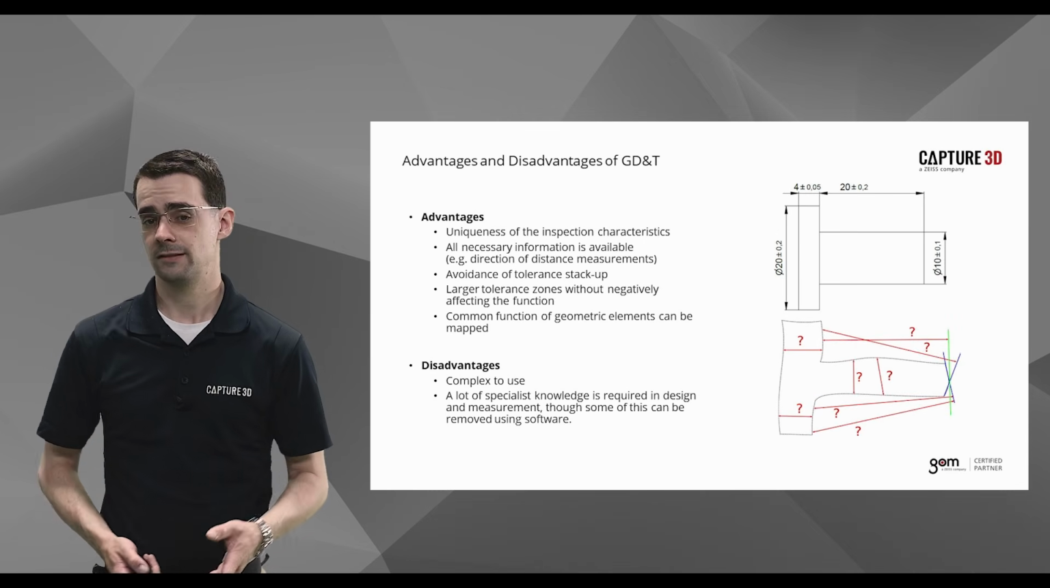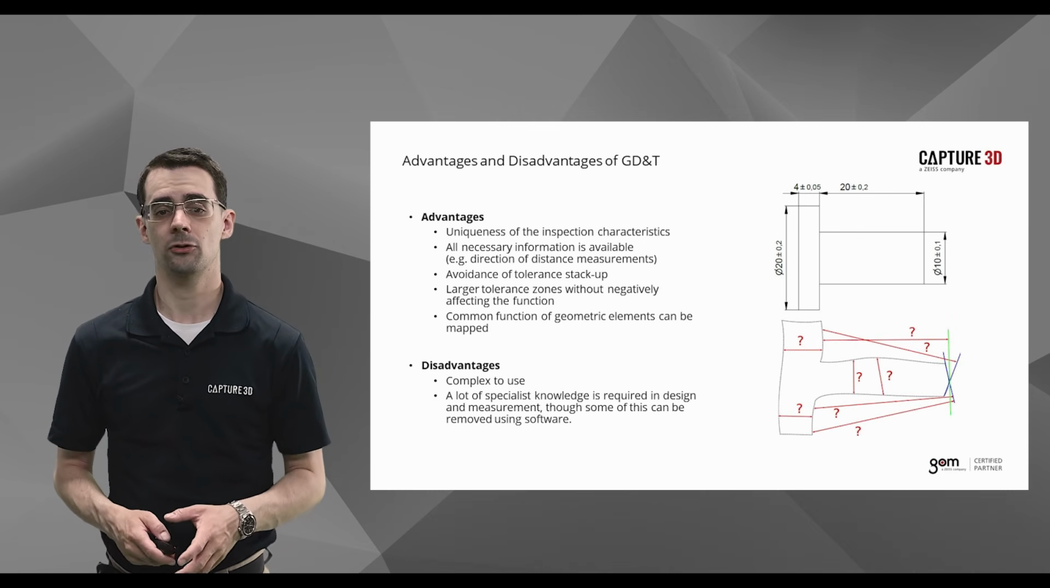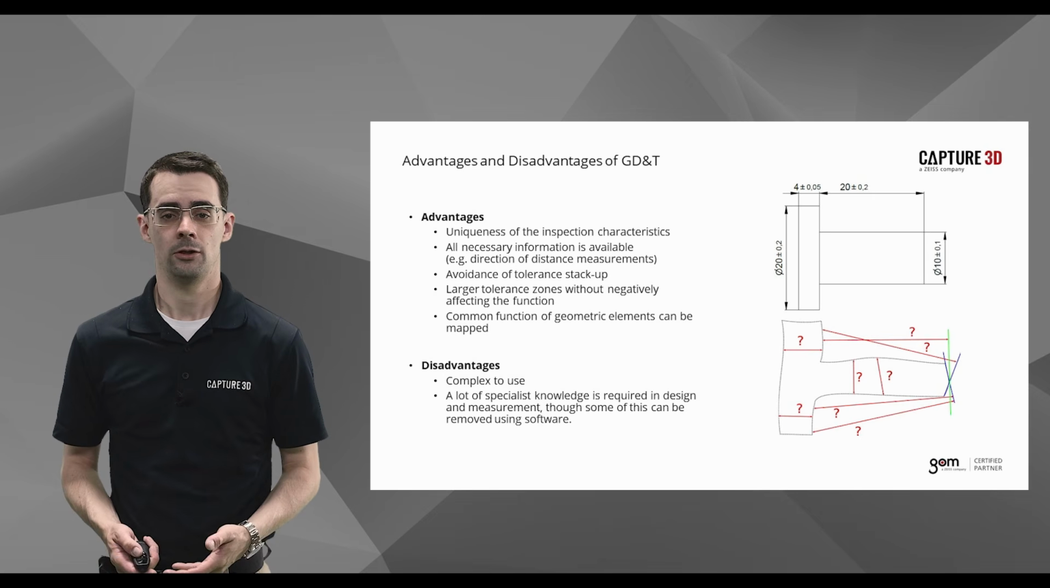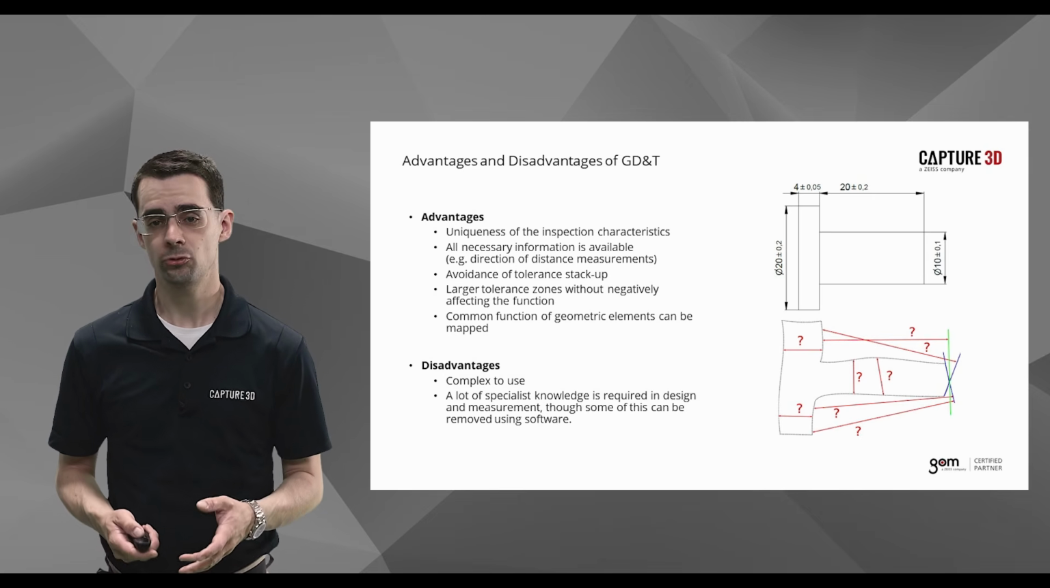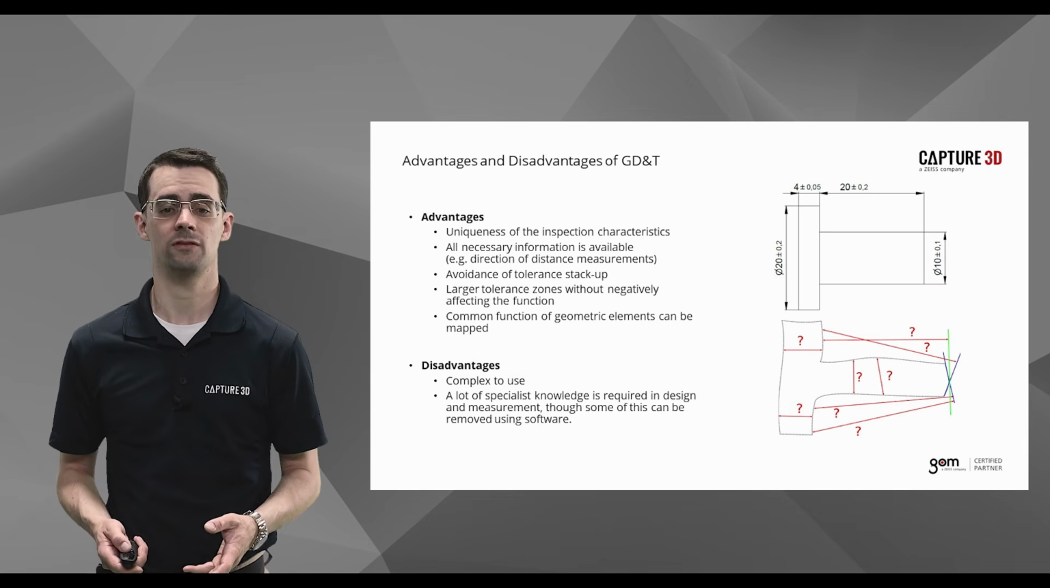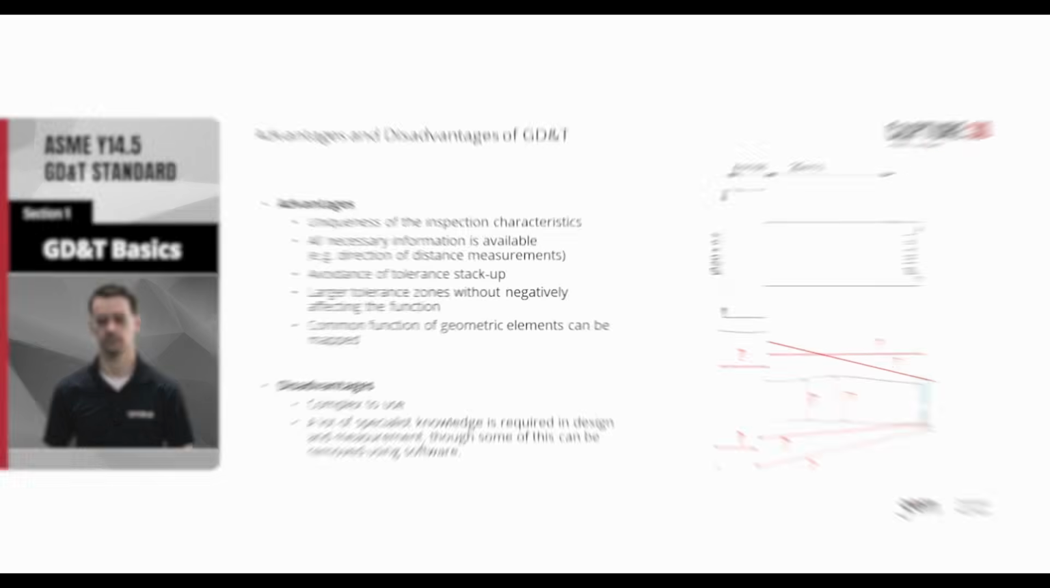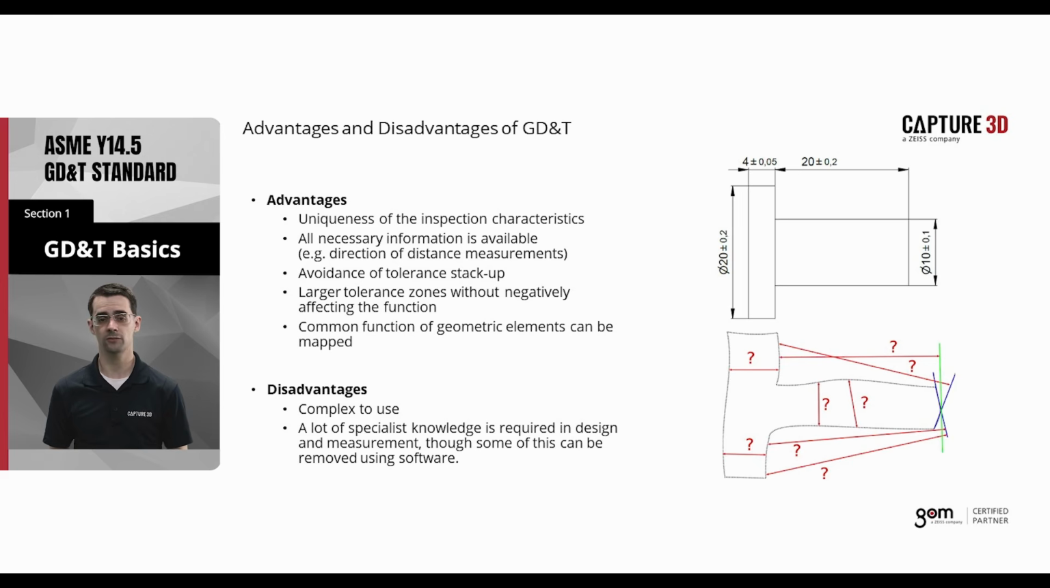GD&T has some significant advantages. For starters, each characteristic is unique. There is a defined way that everything is supposed to be measured, as opposed to the ambiguous dimensions you might see on a print. With careful tolerancing, it's possible to avoid a phenomenon called tolerance stack-up, where multiple features at their largest or smallest acceptable size contribute to a part that won't actually work for production, even if it passes the inspection requirements.